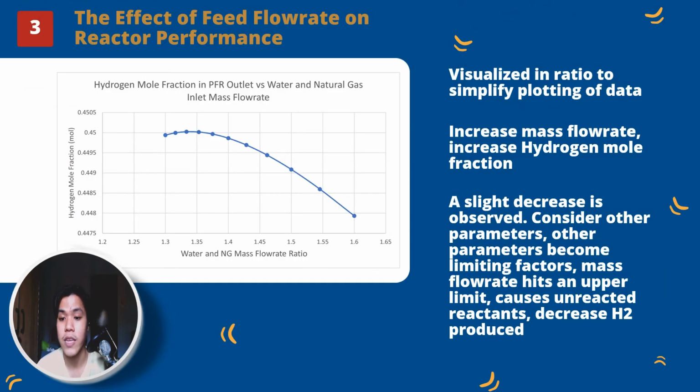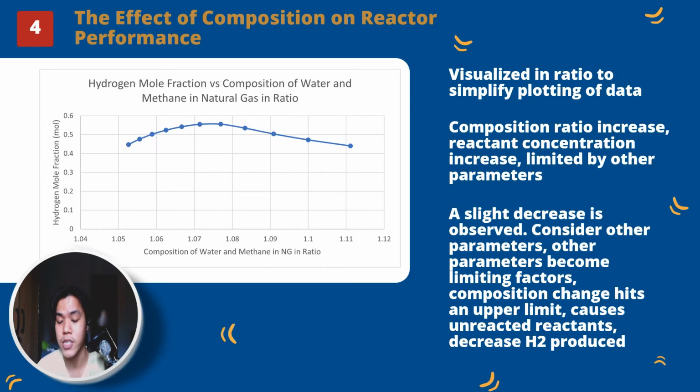And then we have the feed flow rate on reactor performance. How does it affect it? It is visualized in ratio to simplify the plotting of the data. An increase in mass flow rate will increase the hydrogen mole fraction. A slight decrease is observed because of other parameters that become limiting factors. Thus, the mass flow rate hits an upper limit and causes unreacted reactants and a decrease in hydrogen produced. Lastly, for composition, it is also the same, visualized in ratio, and a slight decrease is observed because of limiting parameters, and it hits an upper limit and less hydrogen is produced.